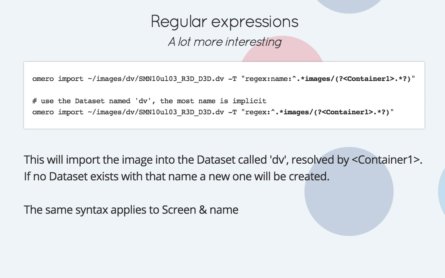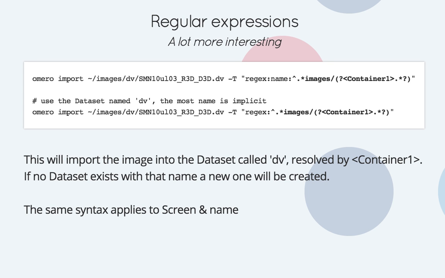And quite a bit more interesting and much more flexible is using regular expressions. So in this case we provide an action rather than a class at the beginning. So we have regex and then :name for the name we want to extract. And then here we have a regular expression which uses a named group, container1, to extract the name of the target dataset or screen from the path. So here we're looking at the first directory or set of directories that follows images/ up to the point where Bio-Formats recognizes the files as existing.